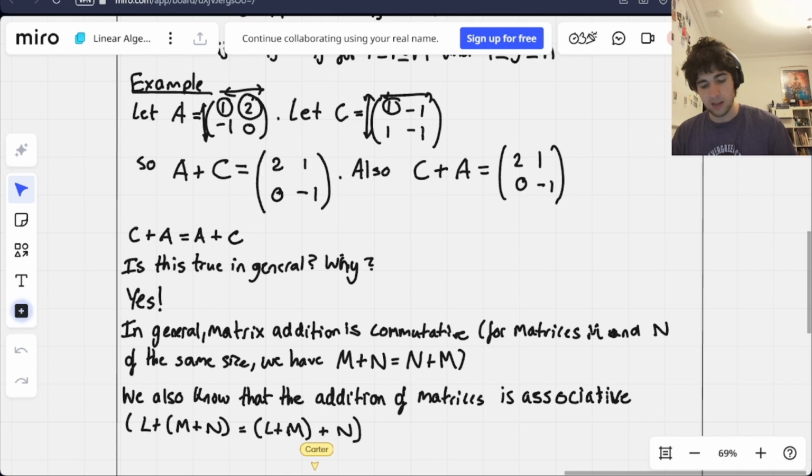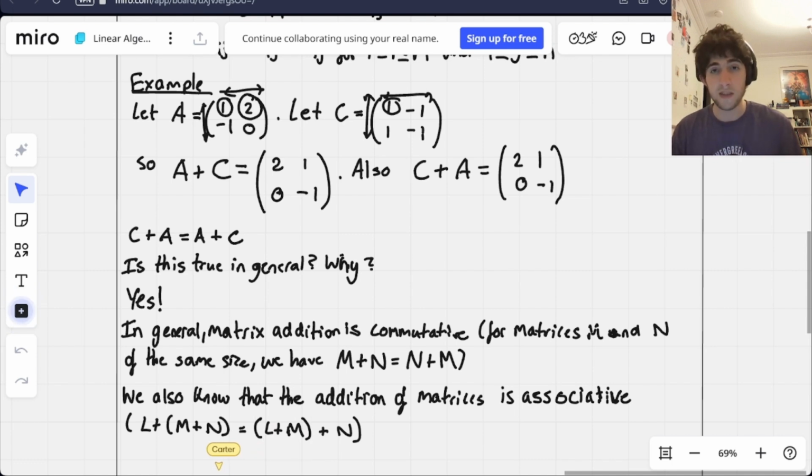It tells me that I can move these brackets around any way I want to. They could be around the M plus N, or they could be around the L plus M if I wanted them to, and the addition of my matrices still gives the same result. So I can add M plus N first, and then add that to L, and I get the same thing as if I added L plus M first and added that to N, and that's perfectly permissible.